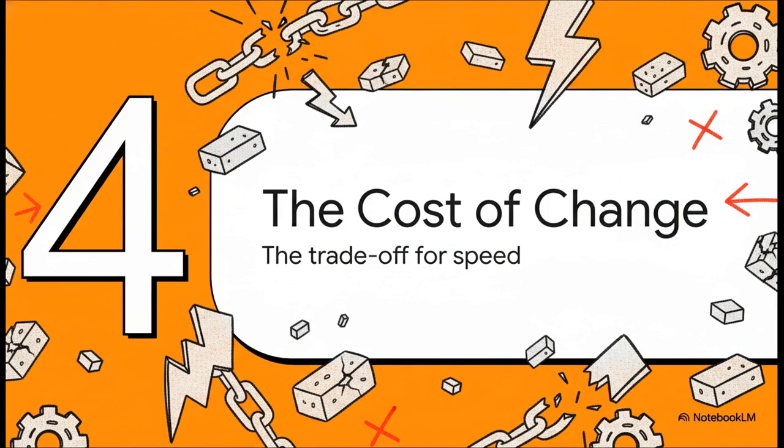But, and there's always a but, all this incredible speed comes at a cost. The very thing that makes arrays so fast, that rigid, predictable structure, is also their biggest weakness. Let's talk about what happens when things need to change.